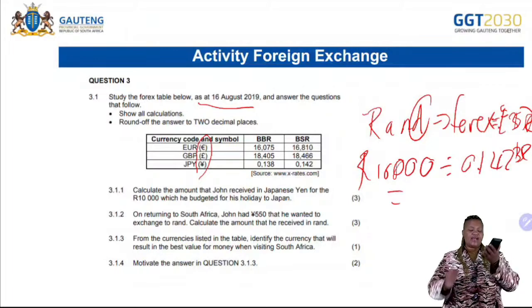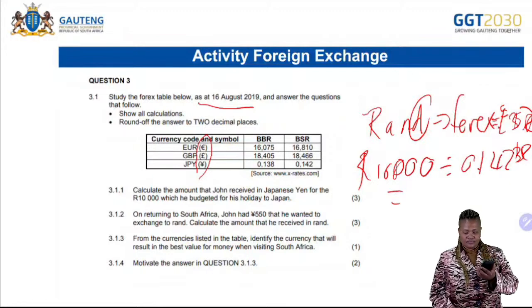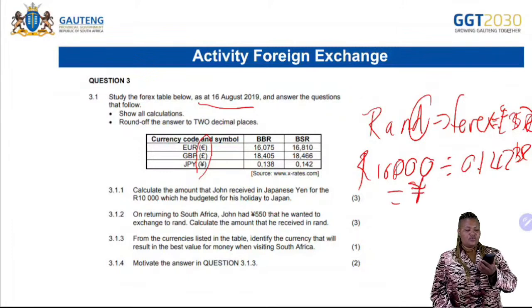And then this is me again in the exam. I've got my calculator, 10,000 Rand divided by... I'm doing it step by step so that you also know how you're going to do it in the exam. You can use the symbol or the code.